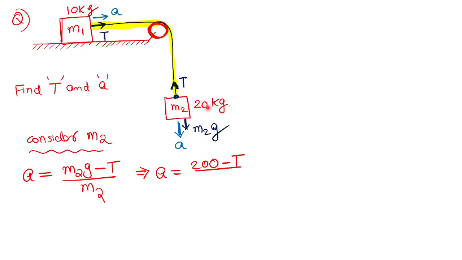M2 is 20. We got equation number 1. I want A and T both. Is it okay? Rakshana, Deva, all of you clear? This step is okay? Yes, sir.